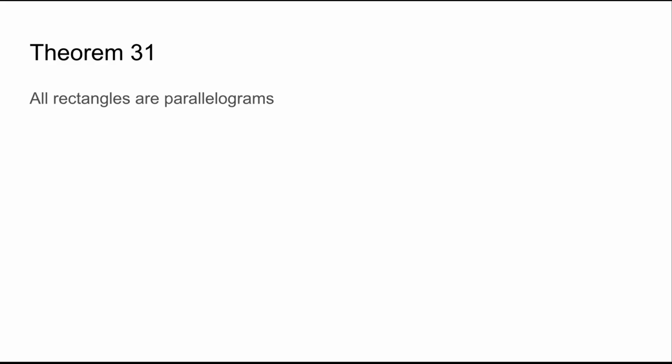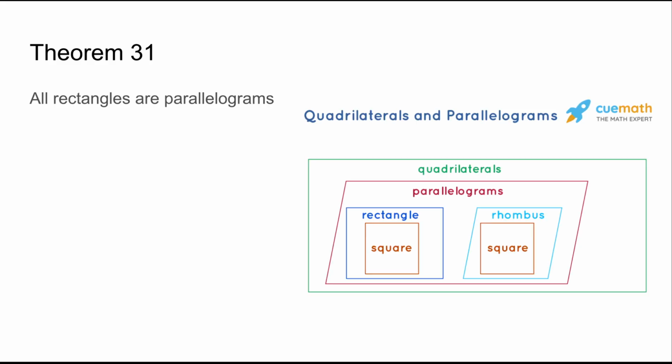All rectangles are parallelograms. Now, I know we think of parallelograms as these diagonal-lined rectangles, kind of, but actually, rectangles are parallelograms because they follow all the rules. Both opposite sides are parallel. Basically, parallelograms have two sets of parallel lines. And so, here we are.